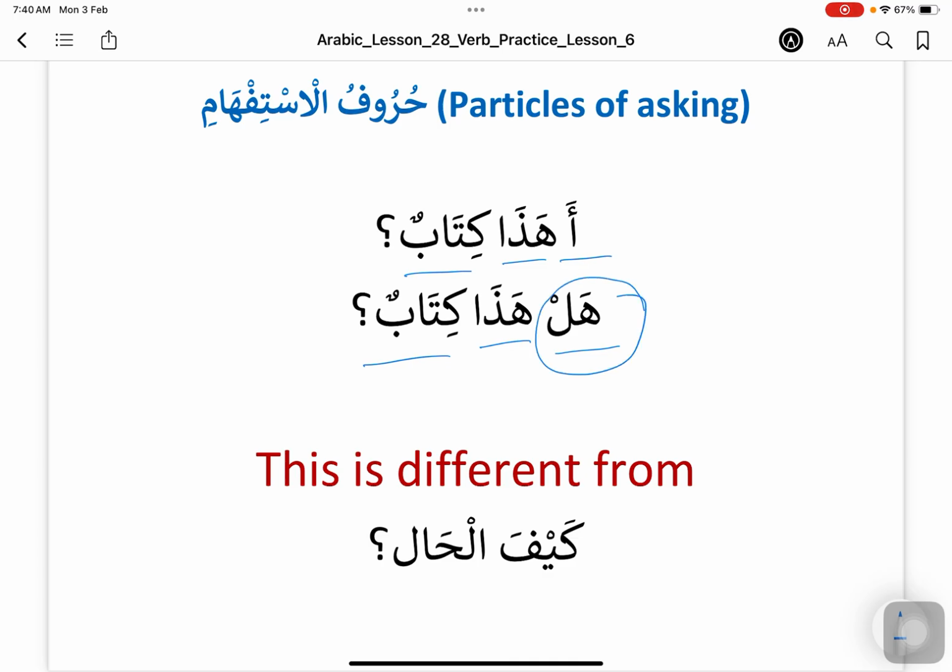This hal is different from the hal which is used in kayf al-hal. Kayf al-hal, most of you might know, it means how are you? So kayf al-hal, this is with the ha, and this hal is with the ha. Okay.